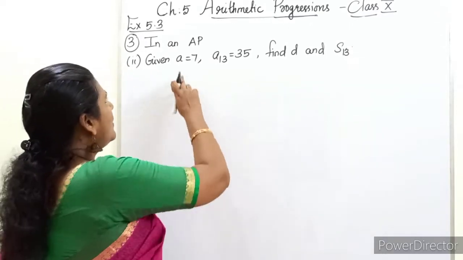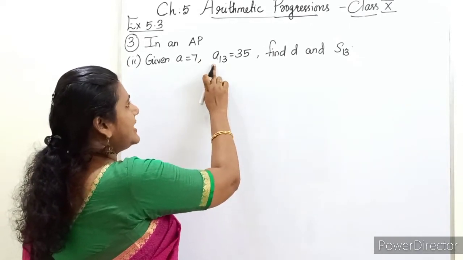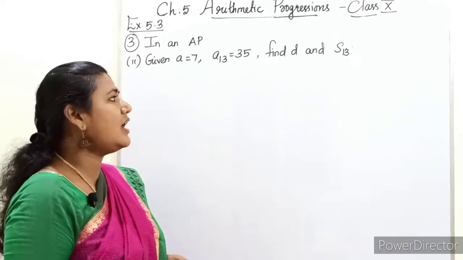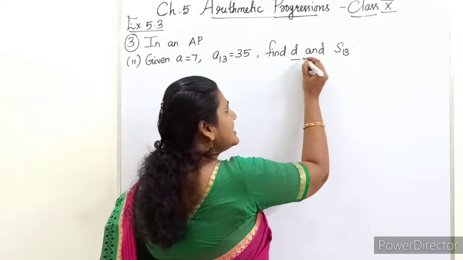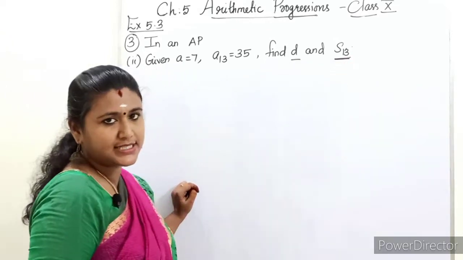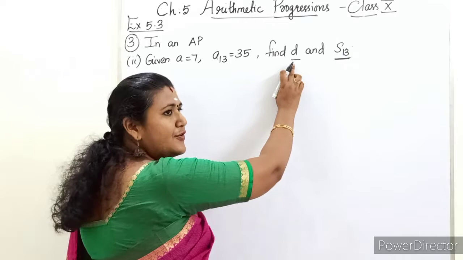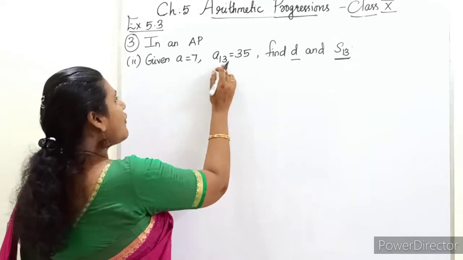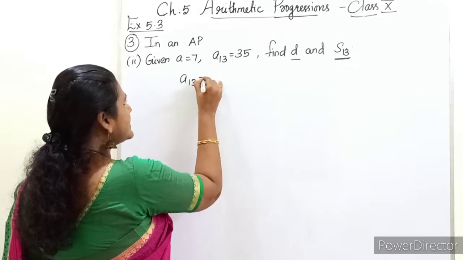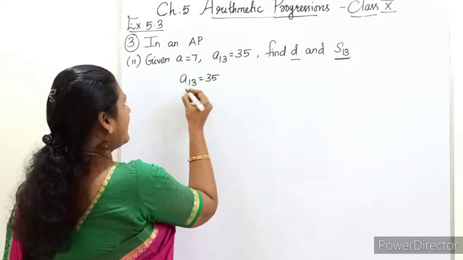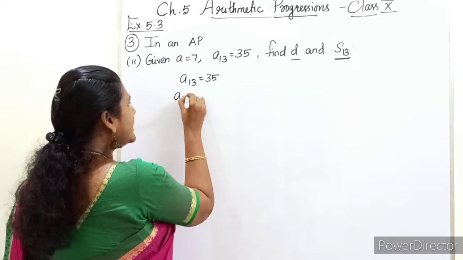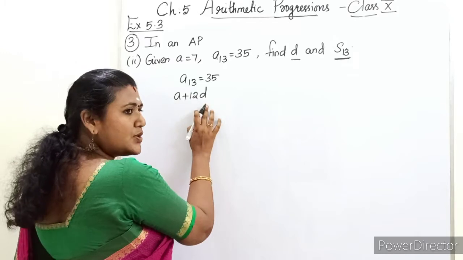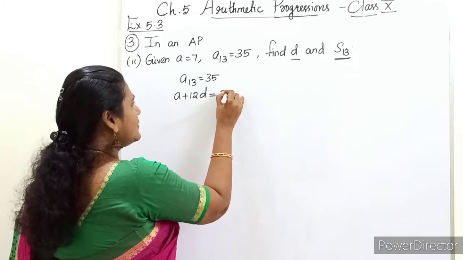Question number 2, given A is equal to 7, A13 is equal to 35, find D and S13. Here we have to find the common difference and the sum of first 13 terms. How will you find the value of D? From A13 we can find the value of D. What is the formula for A13? A13 is equal to 35, as given. The formula for A13 is A plus 12D. You already know A13 is equal to A plus 12D is equal to 35.